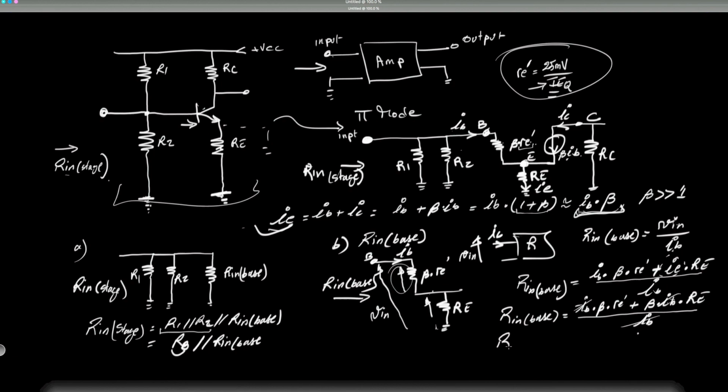So Rn base is going to be equal to, we can factor the beta, beta times (Re prime plus Re). Aha. So Rn stage, which means the input impedance or the input resistance of the whole stage, is RB in parallel with beta times (little Re prime plus Re).